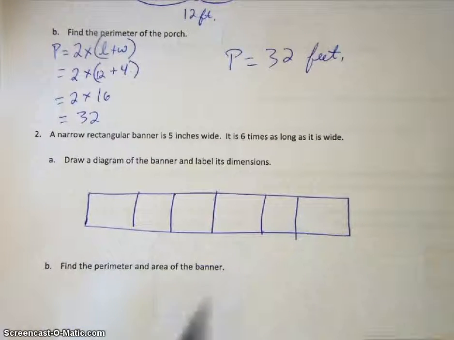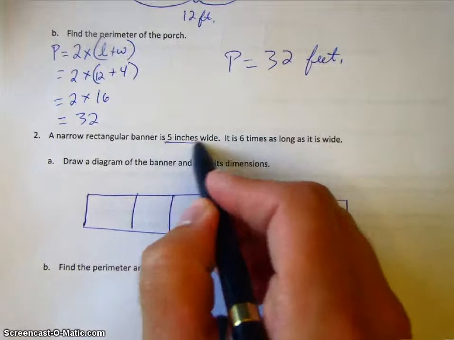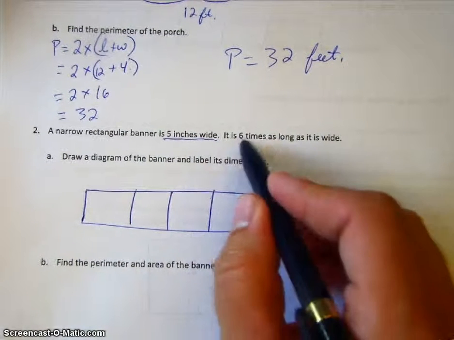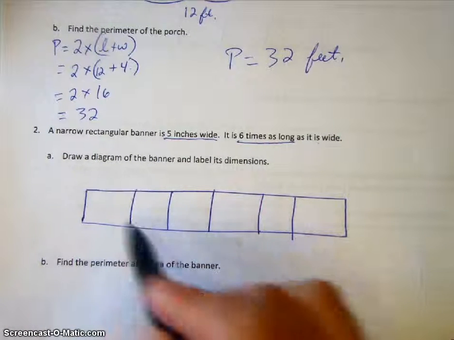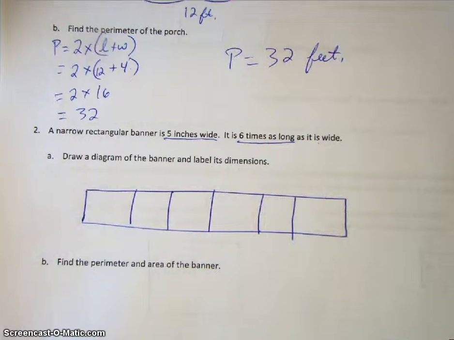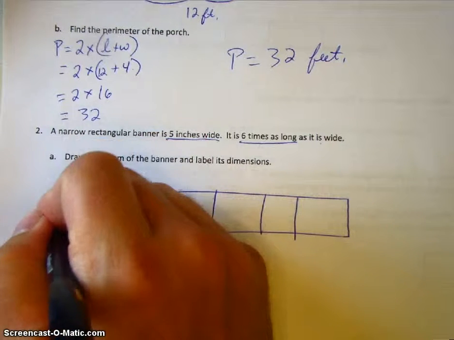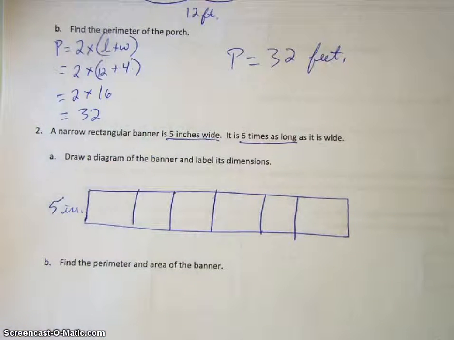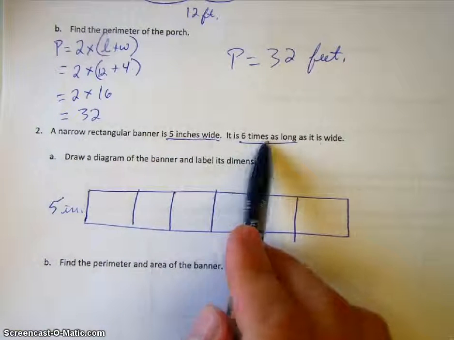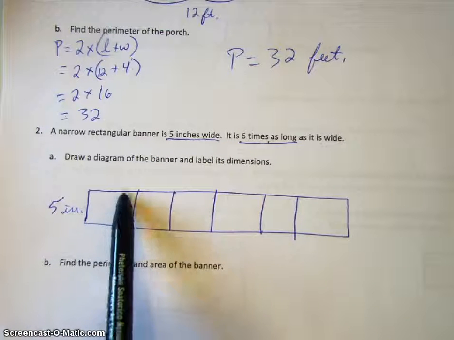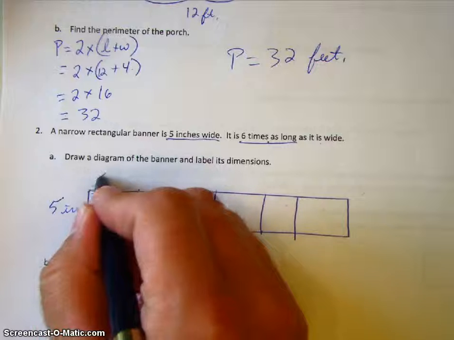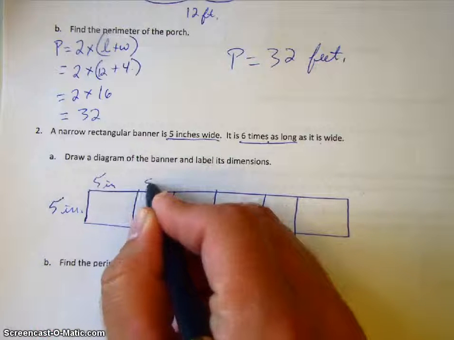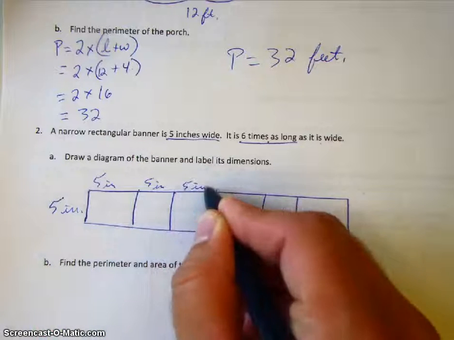I've already drawn the rectangle for this one. So now we have a narrow rectangular banner. It is 5 inches wide, and it is 6 times as long as it is wide. So we drew a diagram of the banner. We know that the width is 5 inches, and the length is 6 times the width. So I've taken my banner here and I've divided it into 6 sections, and each one of these is going to have a length of 5 inches.